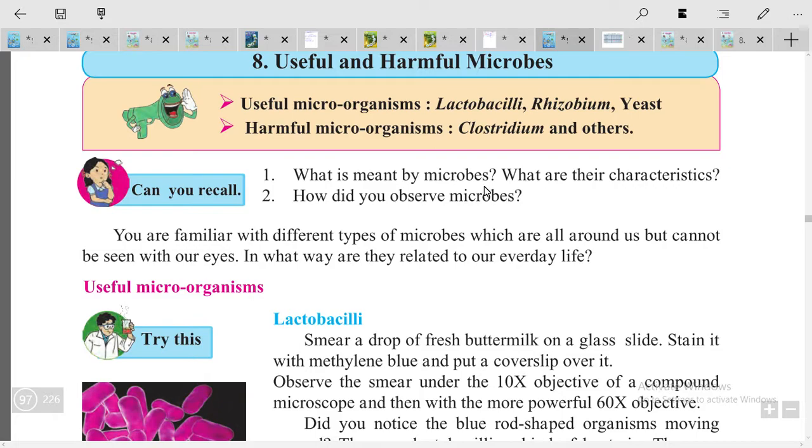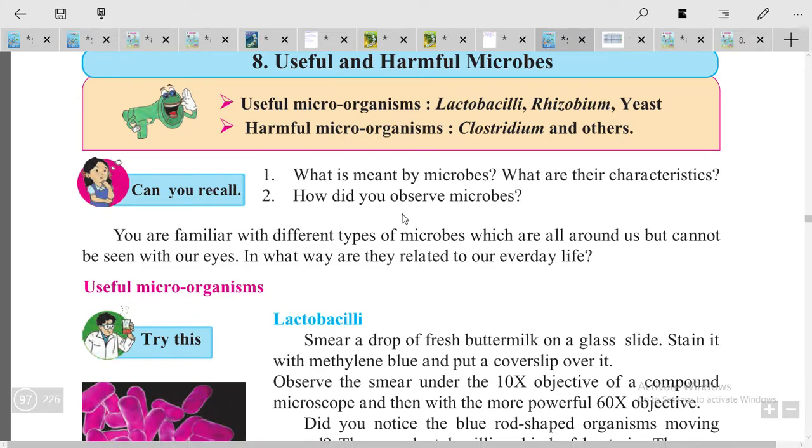Microbes are living organisms and they cannot be seen by our eyes, and most microbes are unicellular organisms. That is the characteristic, and they cannot be seen with the open eye. For their observation, we can use different types of apparatus, that is the compound microscope, simple microscope, or any other instruments.